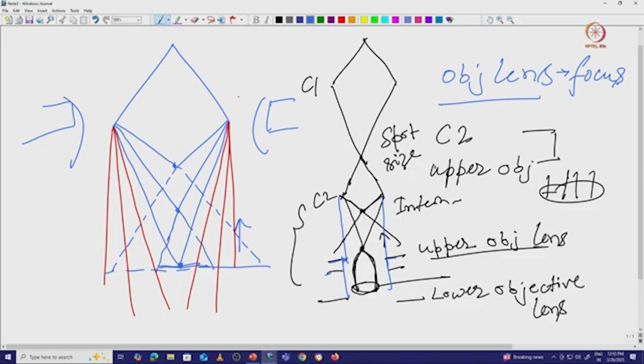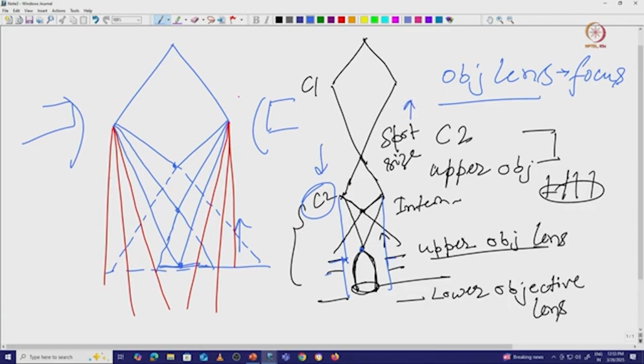So that is the reason we have to use a particular magnetic field which is helping us to converge the beam in such a way that the next lens can take over. That is true for the spot size also. That is true for the C2 lens also. So that is going to help us.